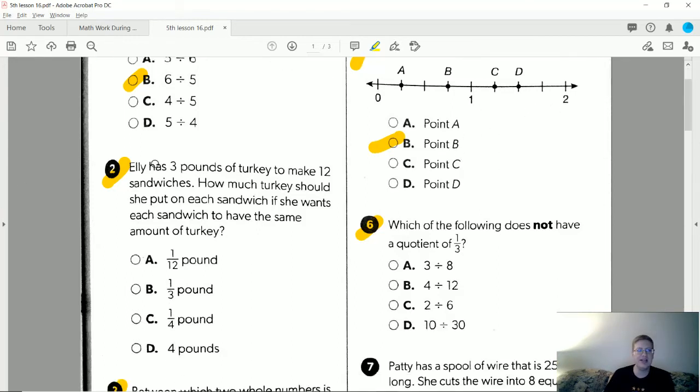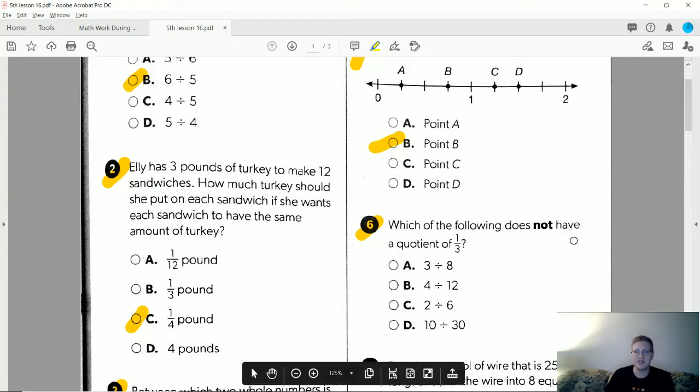Number 2, Ellie has 3 pounds of turkey to make 12 sandwiches. How much turkey should she put on each sandwich if she wants to have each sandwich have the same amount of turkey? That would be 3/12 of a pound, and we would change that to 1/4.